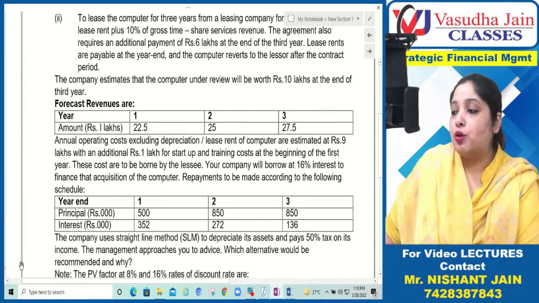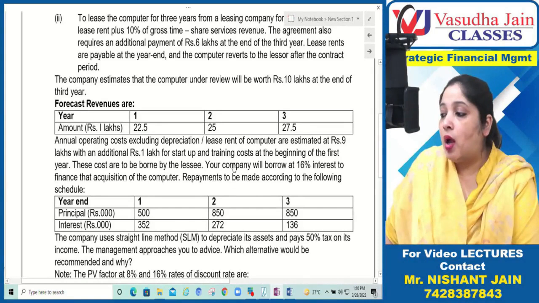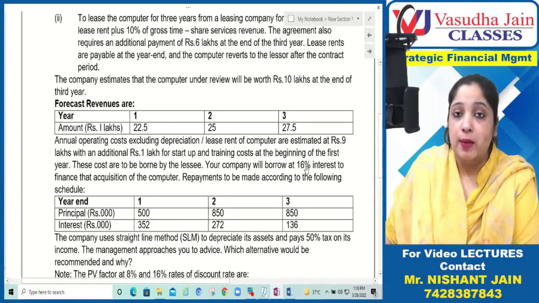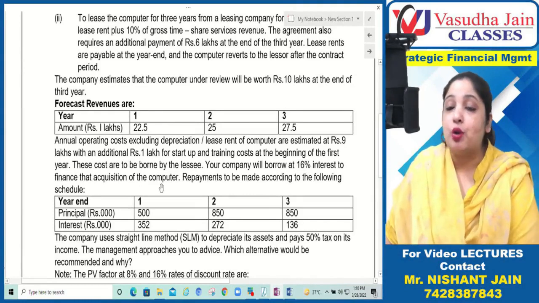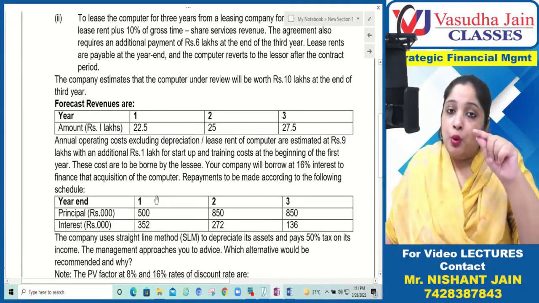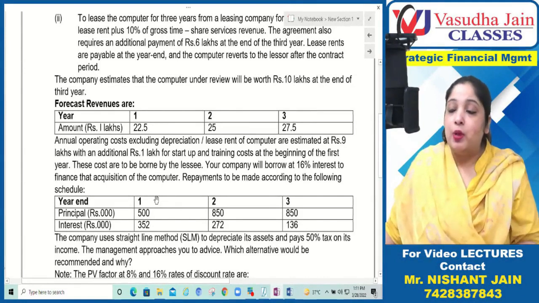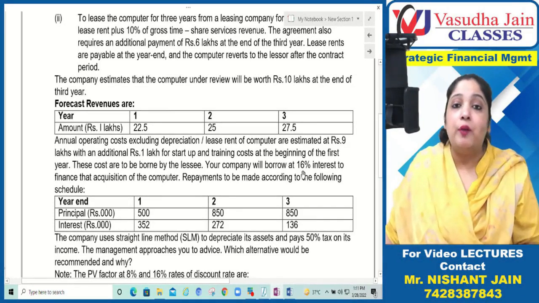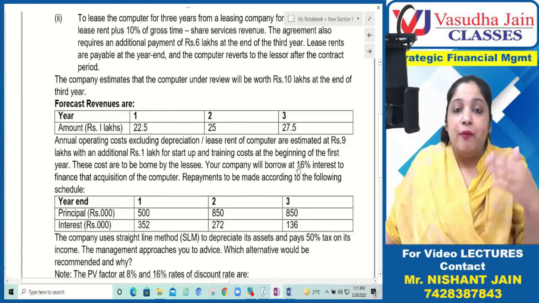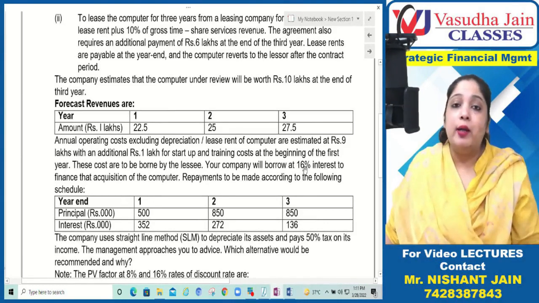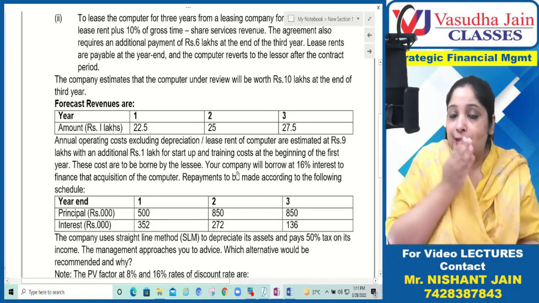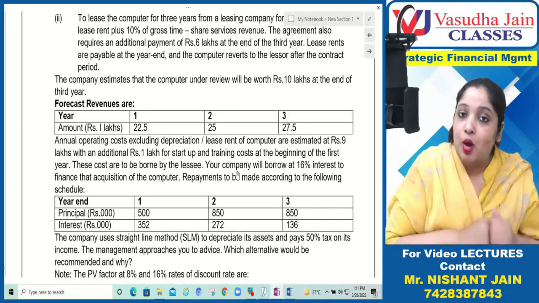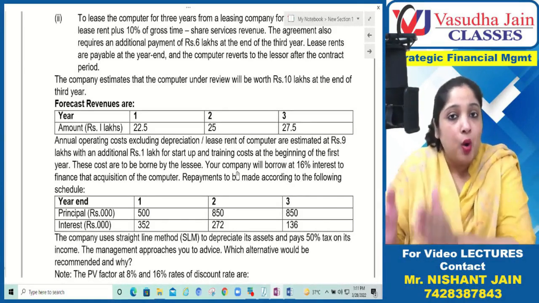So coming back to our question, what is written? Your company will borrow at, this is a very important line, focus please. Your company will borrow at 16% of interest to finance the acquisition of the computer. That is, if you want to purchase the computer, then you have to borrow the money at the interest rate of 16%. Basically, the capital will be funded by debt at the rate of 16%. Okay, so basically there are 2 options. Either the first option is we borrow money at 16% interest rate and then we purchase the machine. And the second option is we take the machine on lease.